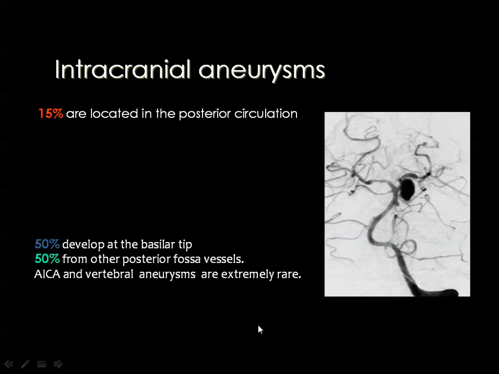Then intracranial aneurysms, 15% occur in the posterior circulation, and 50% of these 15% represent the basilar tip aneurysm, or the aneurysm of the basilar tip. Then the rest of the 50% of the posterior circulation aneurysms belong to other vessels in the posterior fossa.